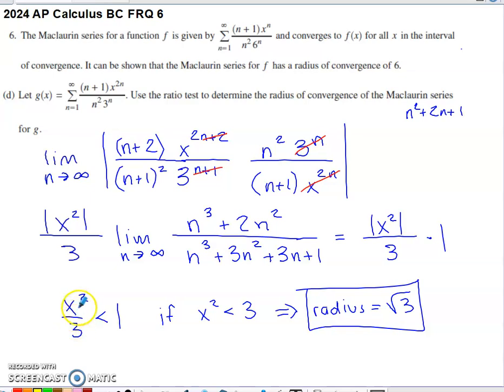When does x squared over 3 satisfy being less than 1? Well, multiply both sides by 3, take a square root of both sides, and you end up with a radius of square root of 3.